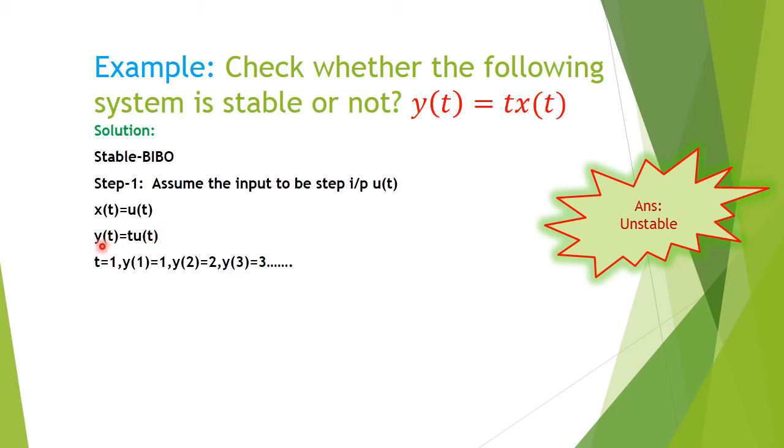So now if you substitute t is equal to 1, what is the answer? t equal to 1 means 1 into u of t. u of t value will be equal to 1 for 0 to infinity, that we already know. So y of 1 is equal to 1. If you substitute t is equal to 2, y of 2 is equal to 2. y of 3 is equal to 3. y of 4 is equal to 4. Like that it goes on. So we will get an unbounded output. So the system is an unstable system.